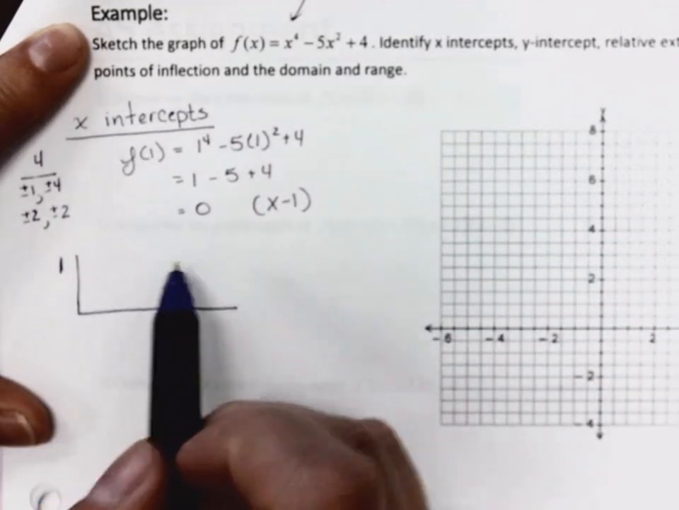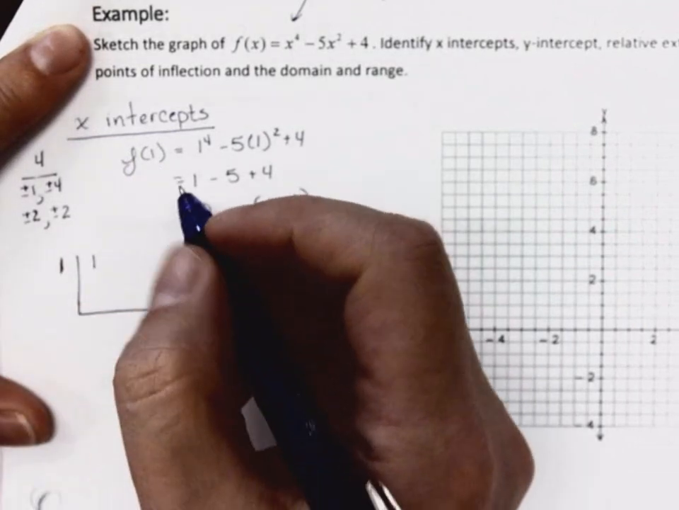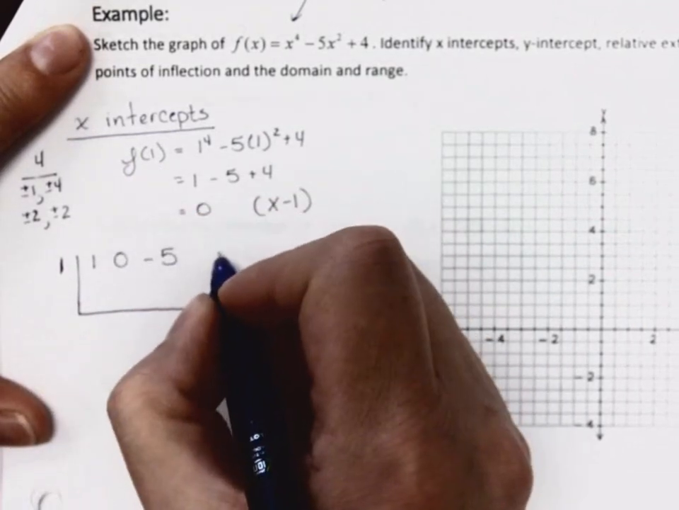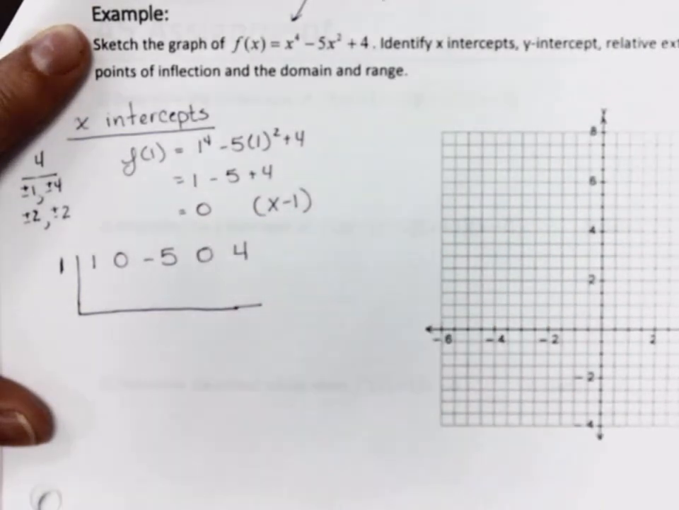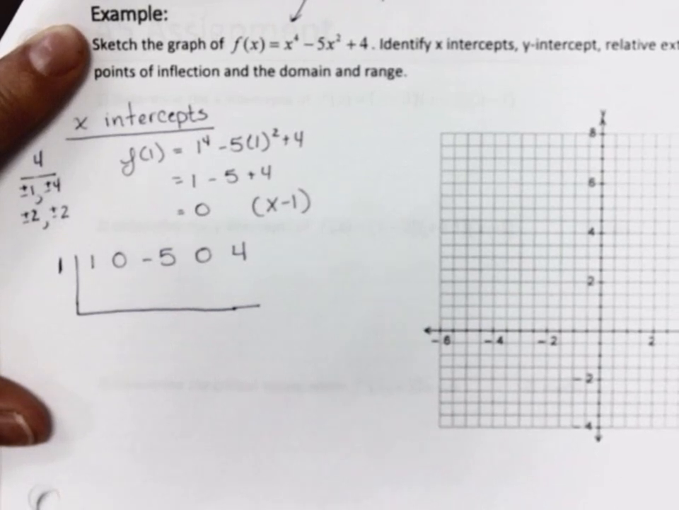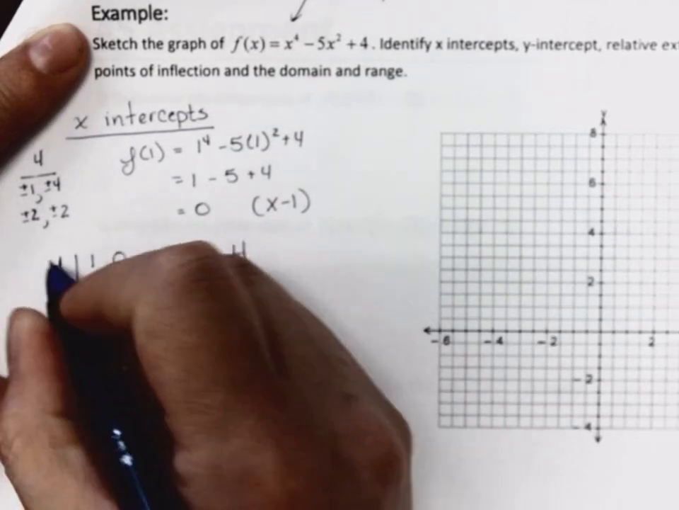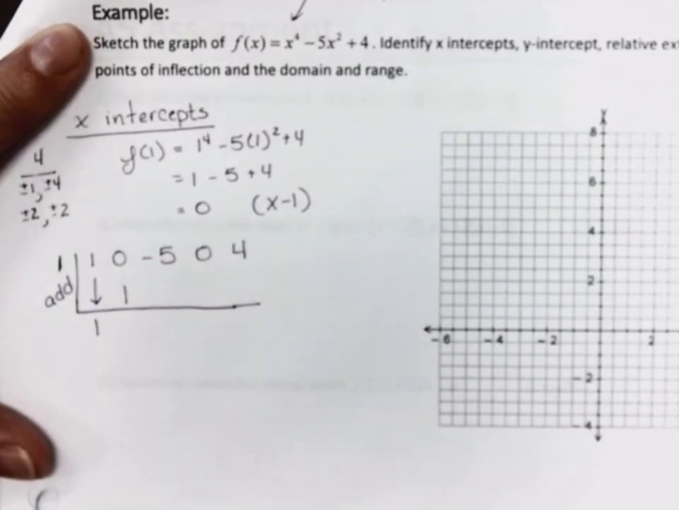Okay, what's going inside the box? 1, 0, negative 5, positive 4. One more 0, right, because we're missing the x too. We're missing the x cubed and we're missing just the single x. All right, carry down the 1. 1 times 1 is 1. And we are adding, I always like to write that in.